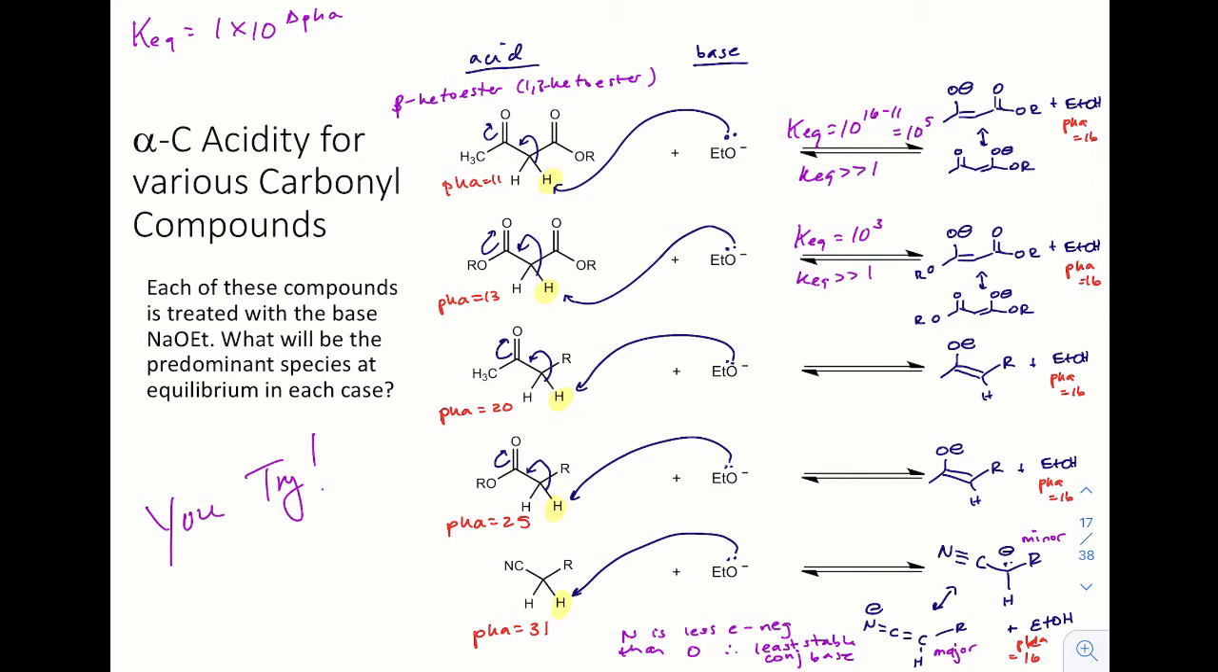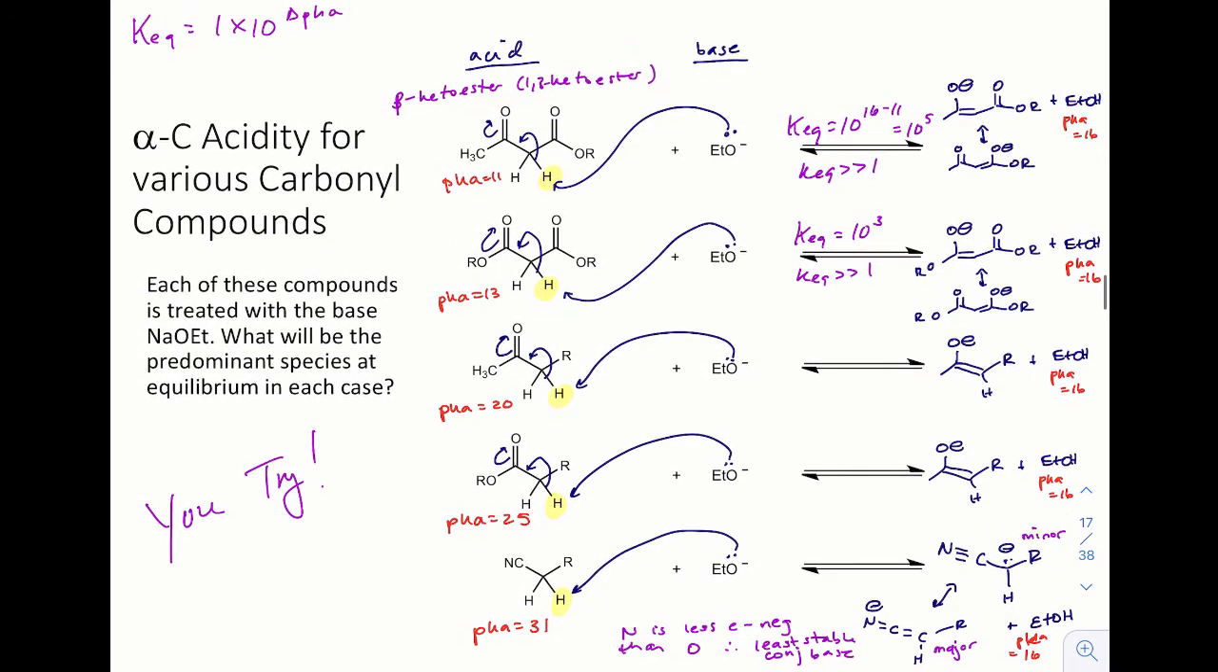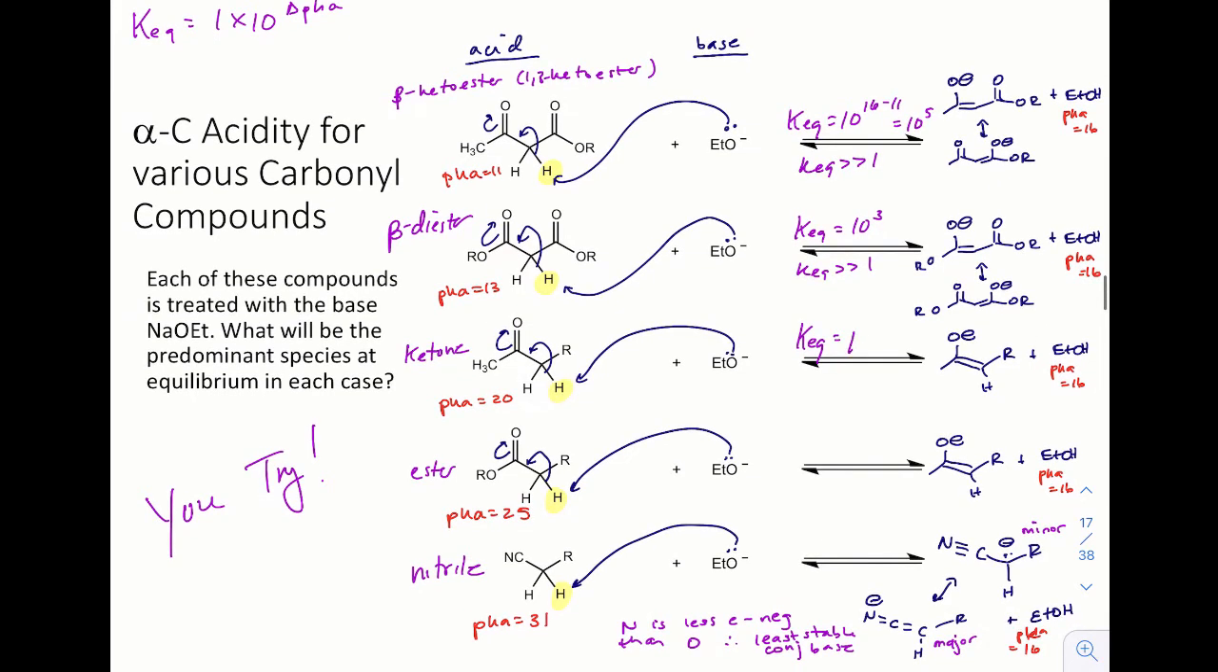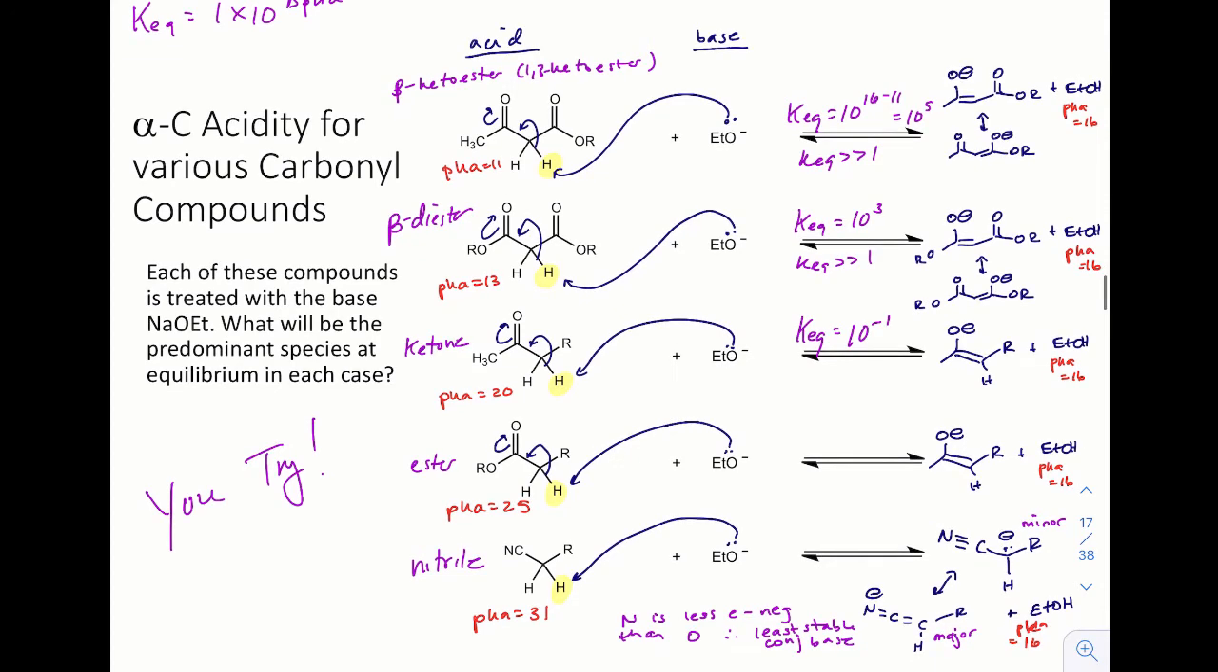For the ketone, however, this is where we see the shift. So the ketone has a pKa of 20. The alcohol is actually more acidic than the ketone. Therefore, the equilibrium will favor the reactants, with an equilibrium constant of 10 to the negative 4. That is the same for the ester. The equilibrium constant is much less than 1. In fact, it's on the order of 10 to the negative 9, favoring the reactants.